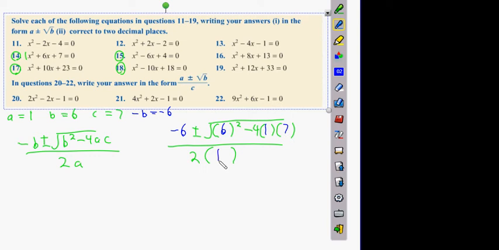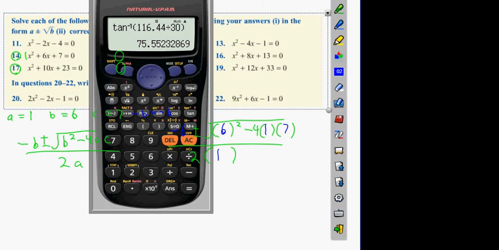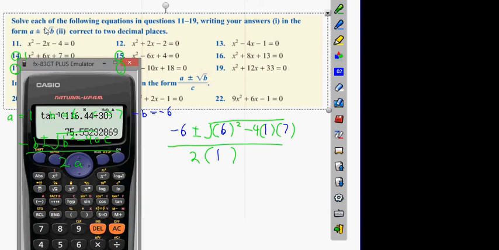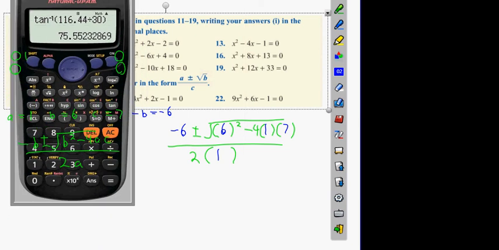Once I get to that stage, what I'm going to do next is take out the calculator, and I'm going to enter in the numbers. With the calculator here, I'm only going to enter in the square root part. So square root sign, and then put in your 6 squared, just look at that part up there. Minus 4, bracket 1, bracket 7. I didn't do the 4. Okay, just go back.